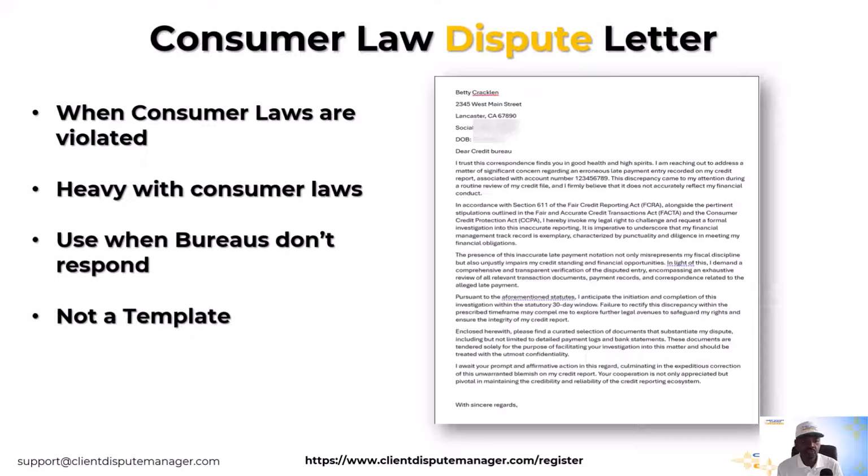It's heavy with consumer laws, and it focuses on violations that the credit bureau has made. The credit bureau did not respond. The credit bureau did not follow the Fair Credit Reporting Act. So when you're sending out a consumer law dispute letter, these letters are geared towards violations of your consumer rights, violations of Section 603. Let me give an example of a violation. You send out a dispute letter and the credit bureaus fail to respond to you within 30 days. Or you send out a dispute letter and they don't even start an investigation. So this is where you would focus on a consumer law type dispute letter versus a factual one.